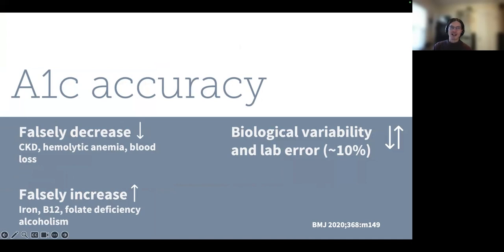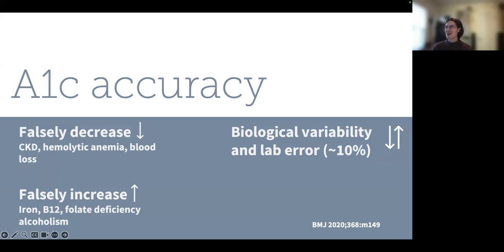Another thing to think about when it comes to A1C, particularly in frail older adults, is that there are different things which can reflect the accuracy of A1C. And indeed, many of the things that are listed up on the slide here are things that are quite common amongst frail or older adults. And it means that an A1C may not actually be giving us an accurate picture of glycemic control.